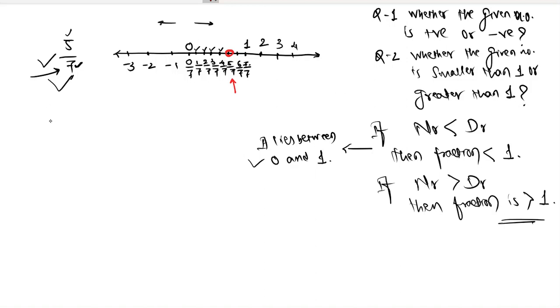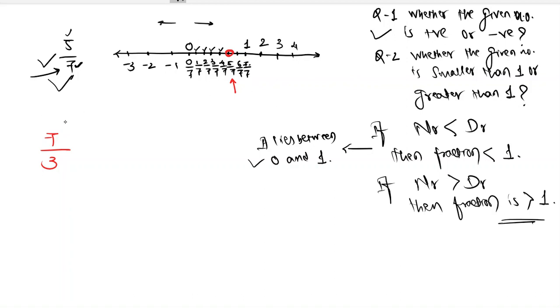Okay, let's take one more example. Suppose the number is 7 by 3. So we'll ask this question, whether the given number is positive or negative. It is positive, so it will lie on the right side of the 0 on number line. Whether the given number is smaller than 1 or greater than 1. We'll see the numerator is greater than the denominator. If the numerator is greater than denominator, then the number is greater than 1. Means it will lie on the right side of 1. But where exactly? That we don't know.